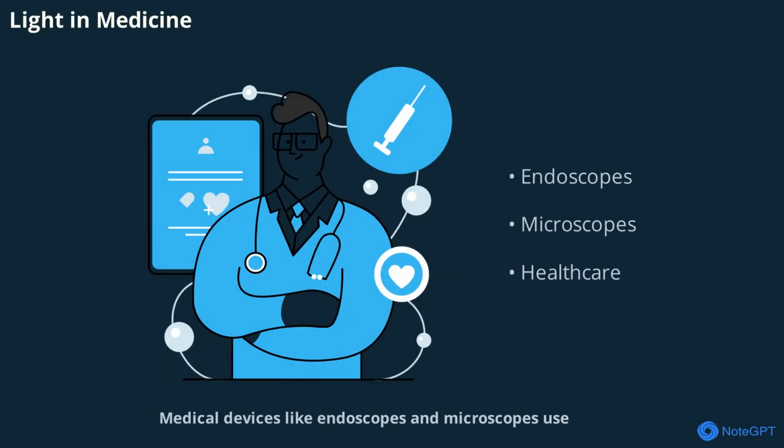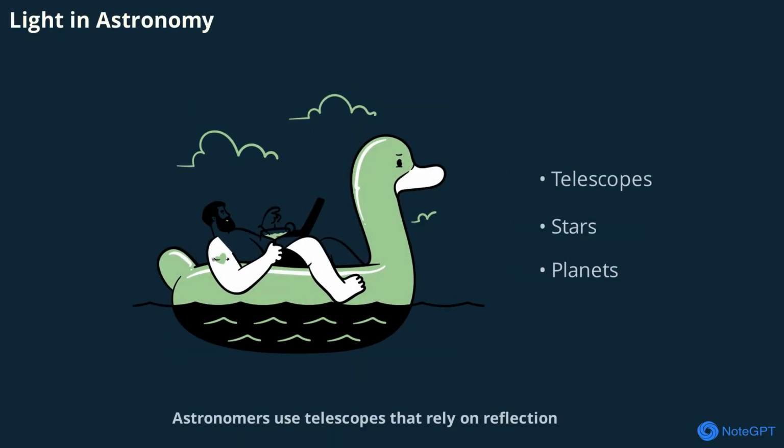Medical devices like endoscopes and microscopes use reflection and refraction to examine the human body. These tools help doctors diagnose and treat diseases, making light an essential part of healthcare technology. Astronomers use telescopes that rely on reflection and refraction to observe distant stars and planets. These instruments gather and focus light, allowing us to explore the universe and learn about celestial objects.